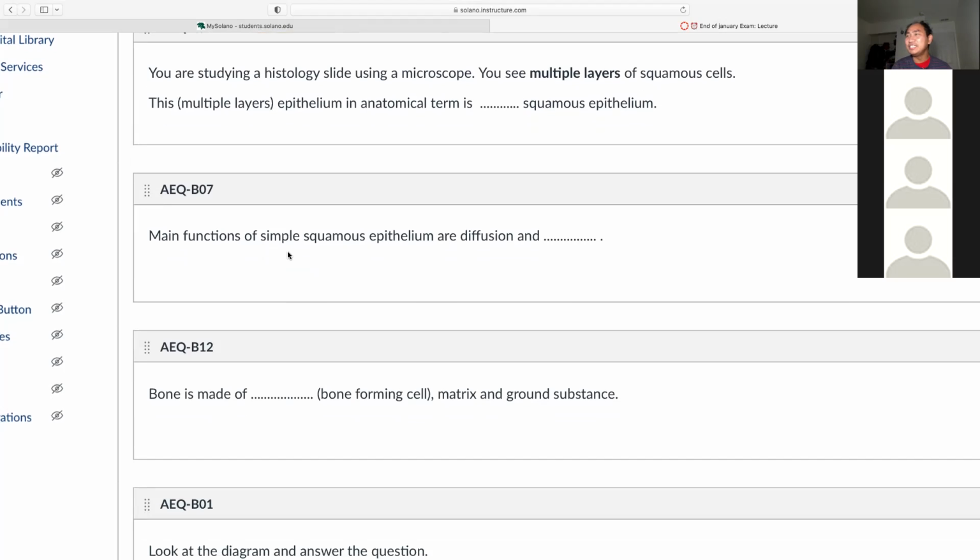Main function of the simple squamous epithelium. Diffusion and secretion? Diffusion, isn't it? Filtration. Yeah. Because you are using a very fine thin tissue here. You are not going to protect anything. You only have one layer, you filter it.